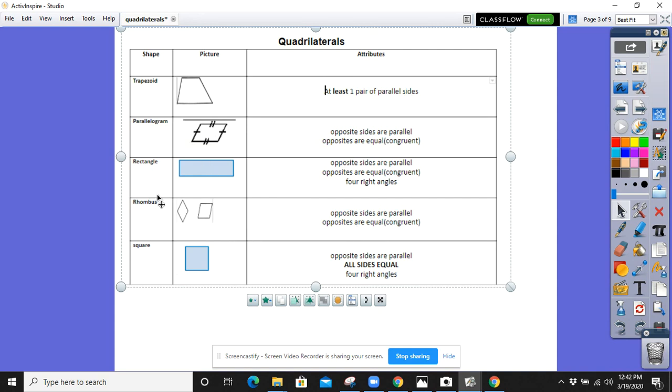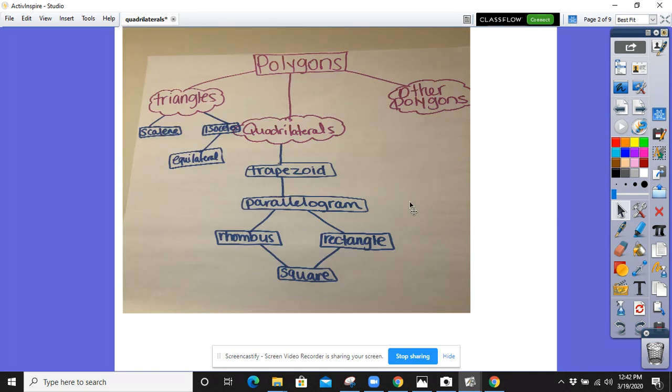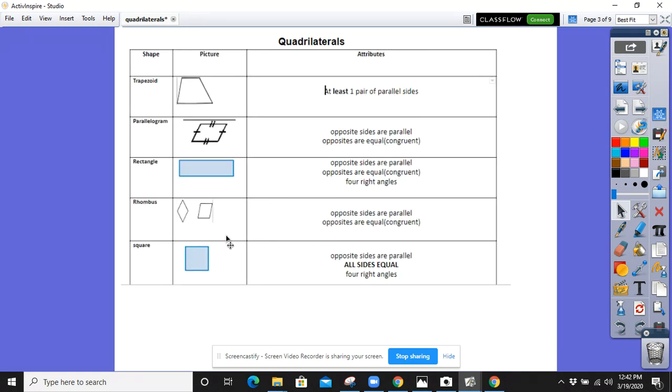Okay, so we're going to look back here. After parallelogram, it splits out to a rhombus and a rectangle. We've already talked about a rectangle. So a rhombus, the opposite sides are parallel and the opposite sides are equal. So it has the exact same characteristics as a parallelogram. It does not have to have 4 right angles, which is why it doesn't fall under the category of a rectangle, but it can have 4 right angles. And if it does have 4 right angles, and opposite sides are equal, it could be a square.